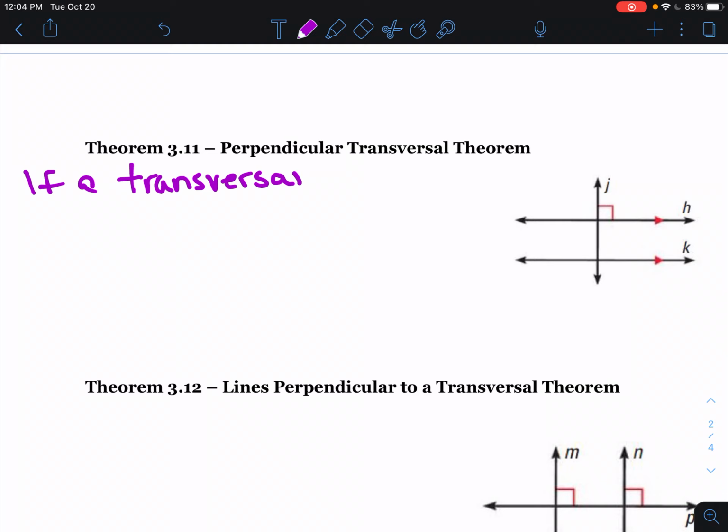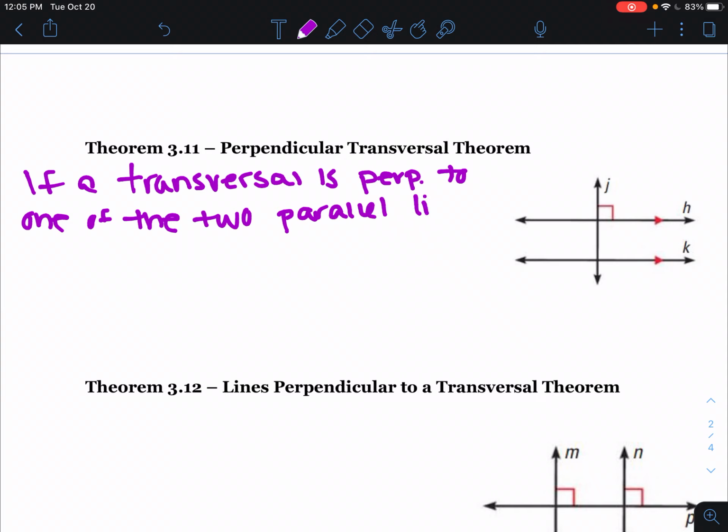is perpendicular to one of the two parallel lines, then it is perpendicular to the other.